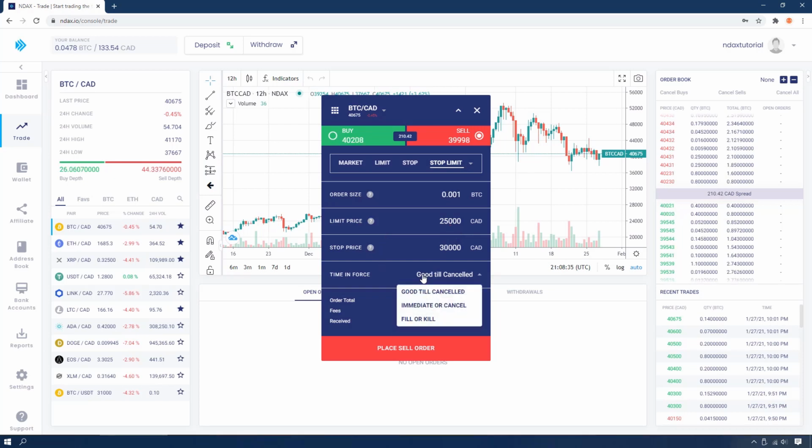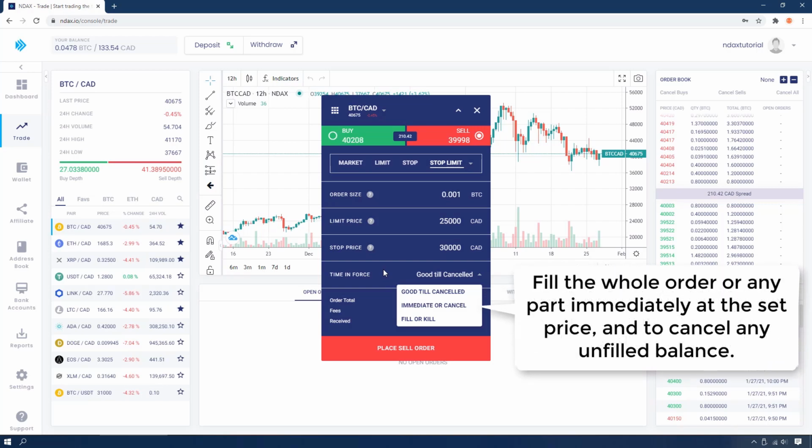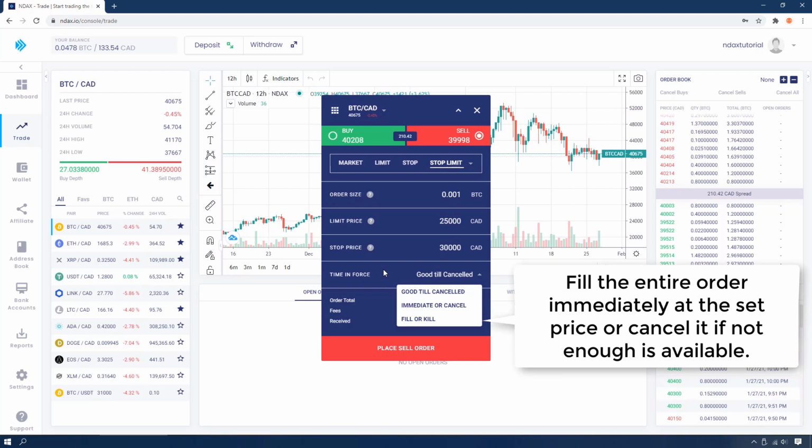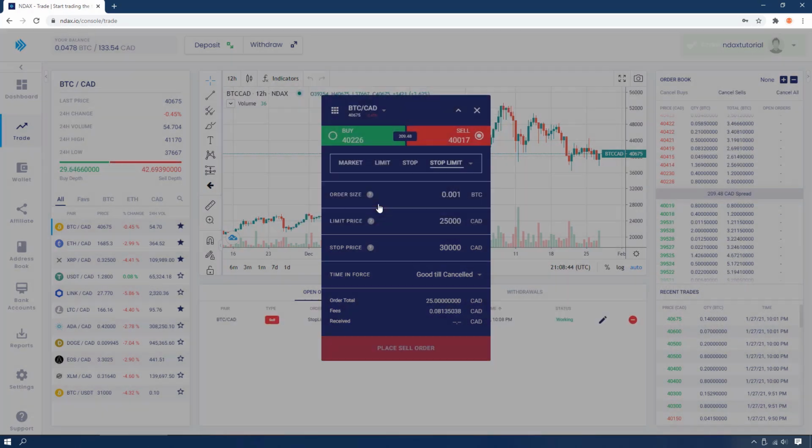The time in force setting specifies how the order should be filled when the time comes. So, Good Till Canceled asks to keep buying or selling the wanted amounts until the order is filled completely. Immediate or Cancel asks to fill the whole order or any part immediately at the set price and to cancel any unfilled balance. Fill or Kill asks to fill the entire order immediately at the set price or cancel it if not enough is available. Finally, click Place Sell Order and confirm your order.